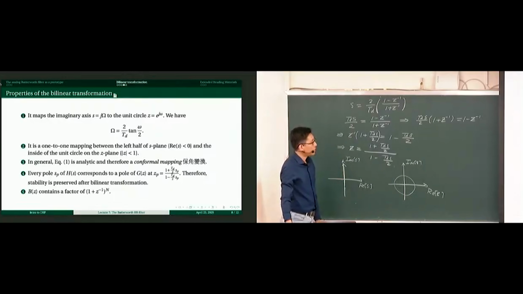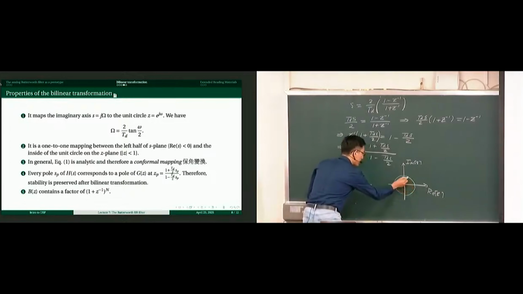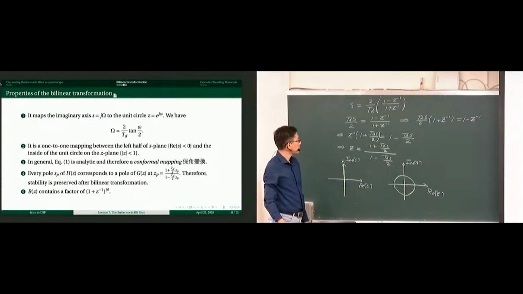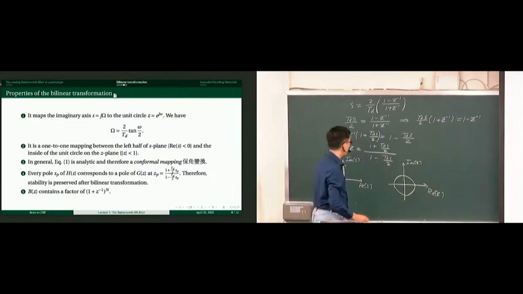Have we shown that? Yeah, it's a part of your homework. I forgot, but it's rather easy to show. You just need to show that, but that's a result: the imaginary axis is mapped to the unit circle. That's property 1.